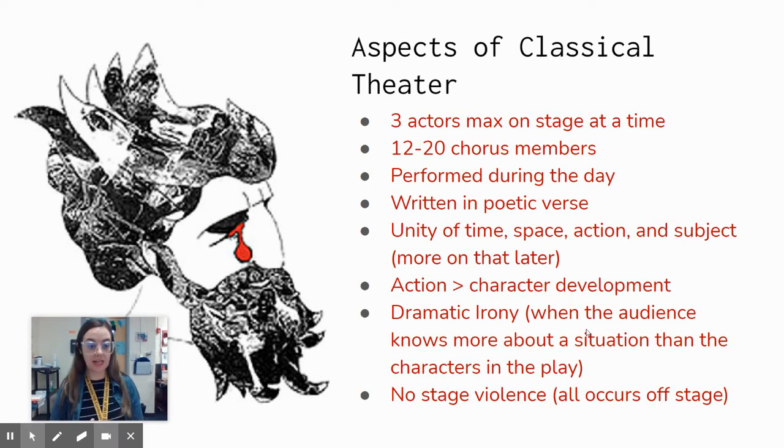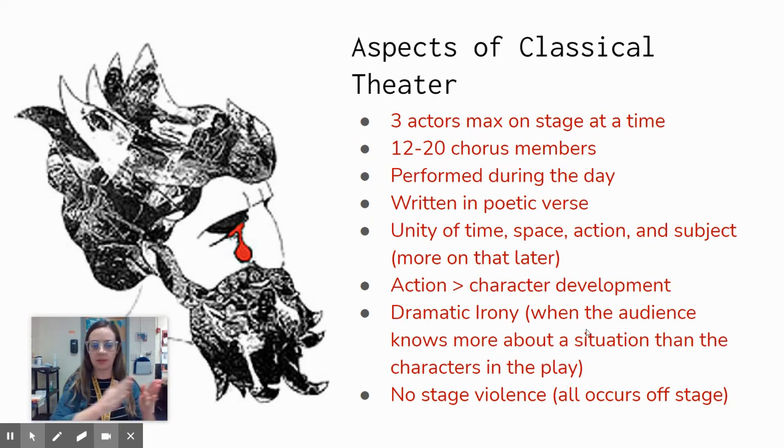So there are 3 actors maximum on stage, and that's what you're going to see in Antigone when we start reading. There are 12 to 20 chorus members. It's performed during the day because there are no lights to light it at night, and written in poetic verse. There's unity of time, space, action, and subject, which means that it's all sort of happening in real time. It's not like you have subplots or anything like that.